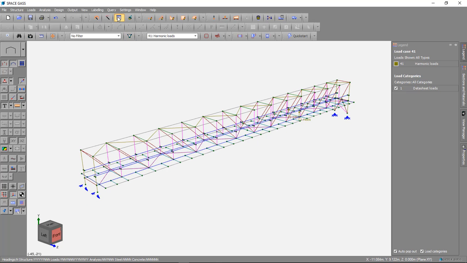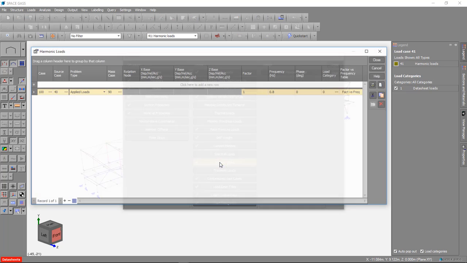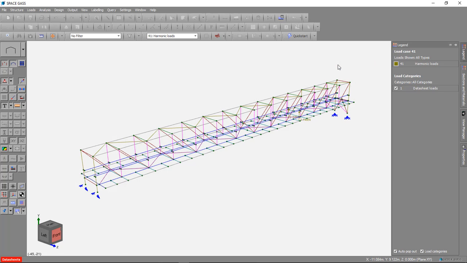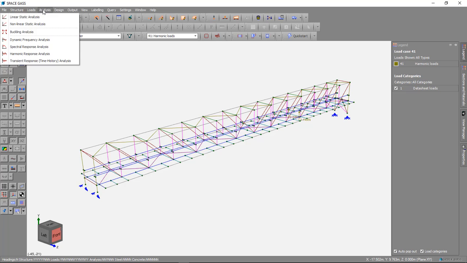Then we go back to our harmonic datasheet, and still in harmonic load case 100 we're just going to add another line of data to it. So now we've got load case 41, which is the 2 loads at the right hand end, same mass load case, and I'm just going to use a phase of 180 and keep the frequency the same as the other 2 loads. And then reanalyze.